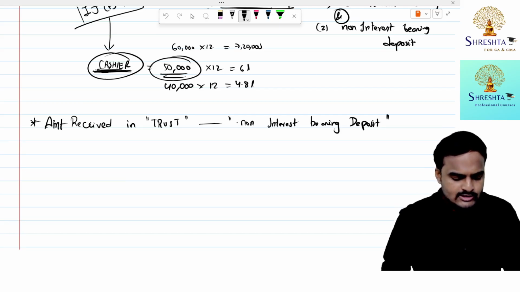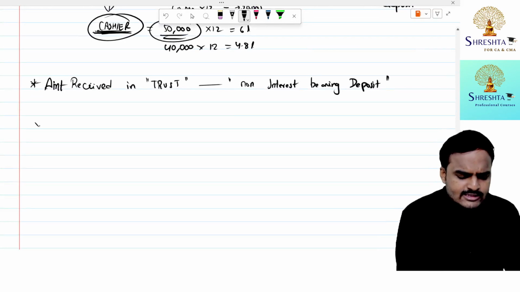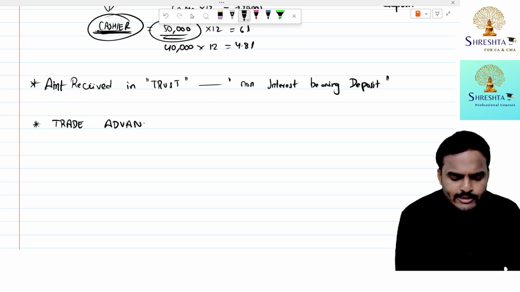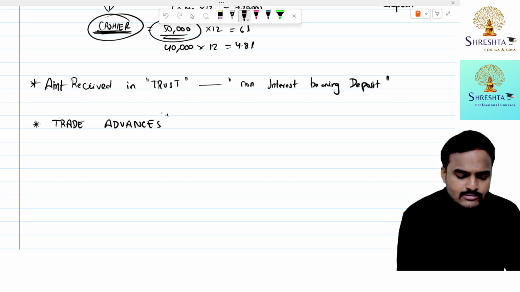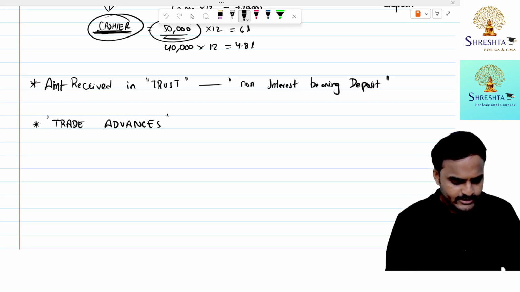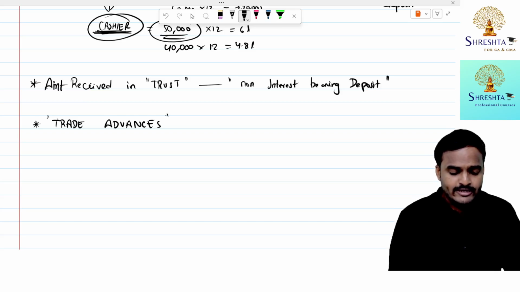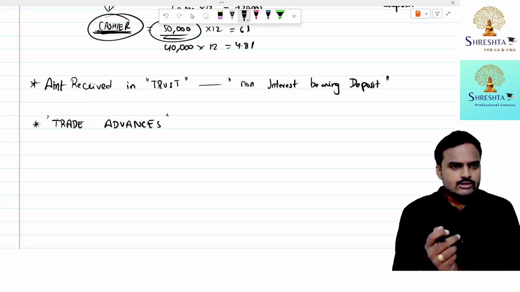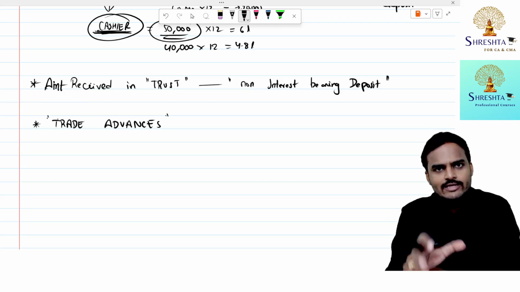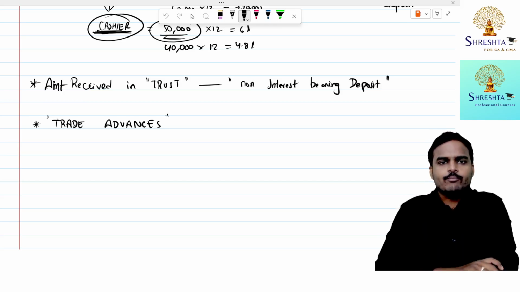Clear? Next one, trade advances, ma. Very important point. Chance of getting a question from this point is very high. So just listen to this point very carefully. Trade advances are not treated as deposit. Amounts received by the company in the form of trade advances actually look like a deposit, but this is not a deposit.